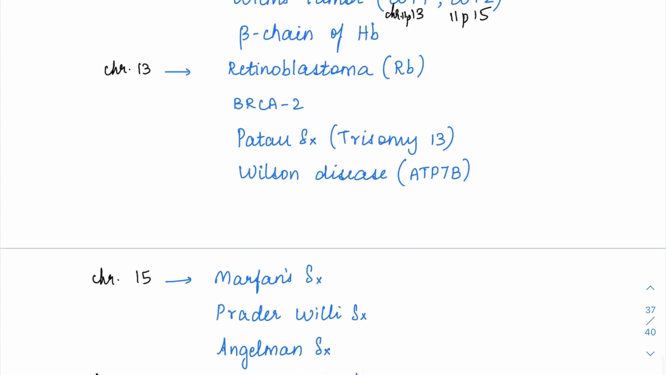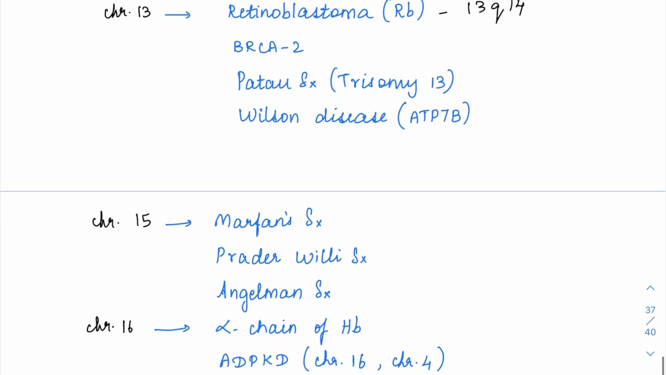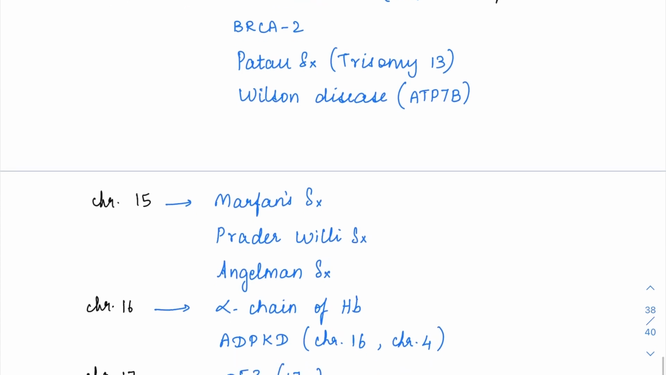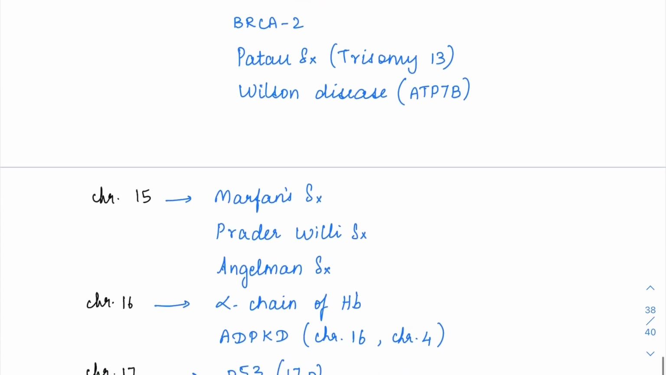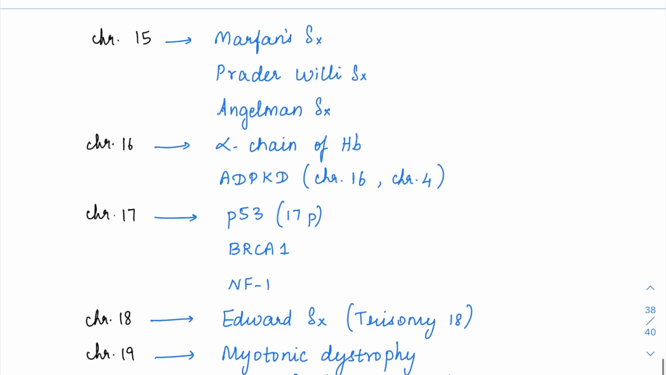Then in chromosome 13, we are going to have retinoblastoma gene. So RB gene is chromosome 13q14. Then BRCA2. So BRCA1 is going to be present on chromosome 17, while BRCA2 is going to be present on chromosome 13. Then we had trisomy 13, which is Patau syndrome. Then Wilson's disease, the gene ATP7B is again present on chromosome 13. Then chromosome 15, the gene fibrillin was present. It is mutated in Marfan syndrome.